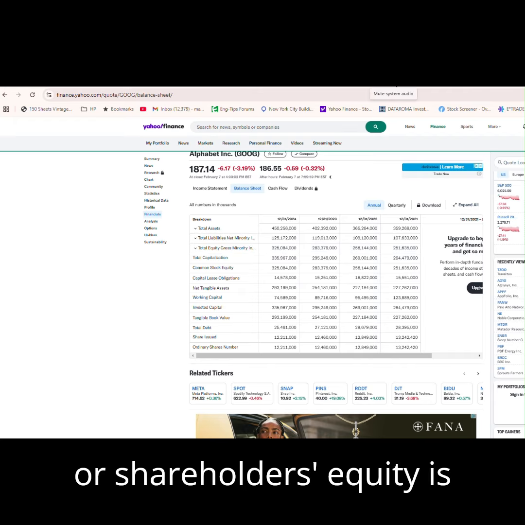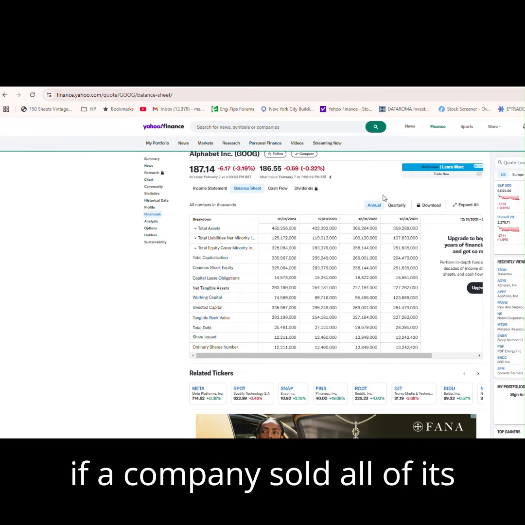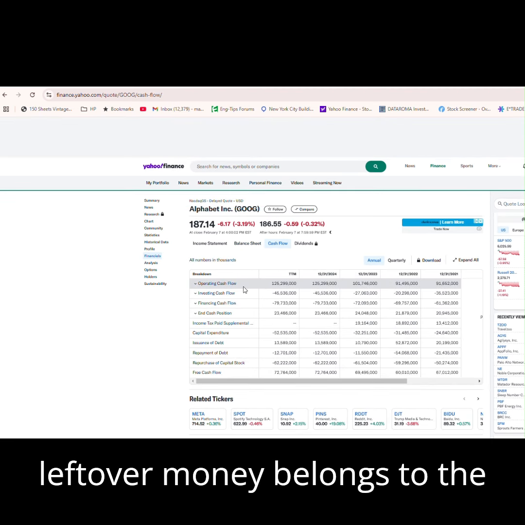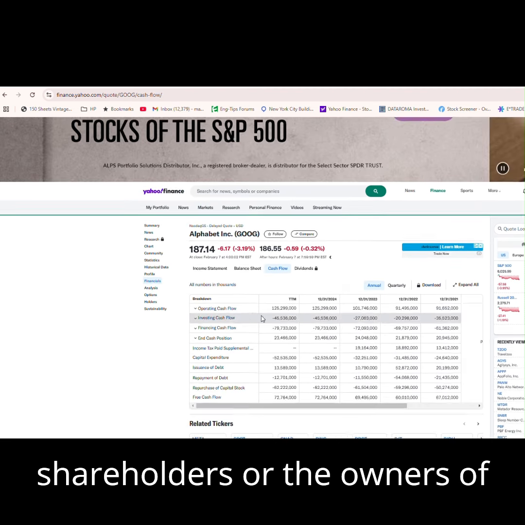Equity, or shareholders' equity, is the money that would be left if a company sold all of its assets and paid off all of its liabilities. This leftover money belongs to the shareholders, or the owners of the company.